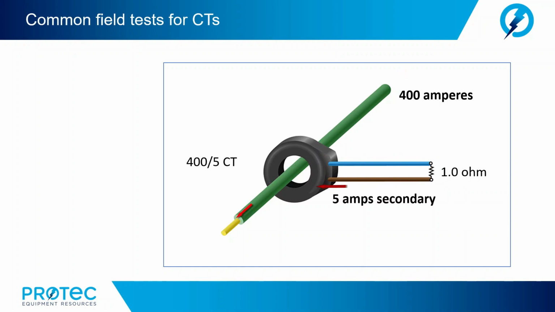For CTs, the most common field maintenance tests are the ratio test, saturation test, insulation resistance, and burden test. Acceptance testing on a CT usually involves performing the above listed tests on all ratios and taps, plus a polarity and a burden test. The NETA maintenance testing standards list the burden and polarity tests as maintenance tests as well.